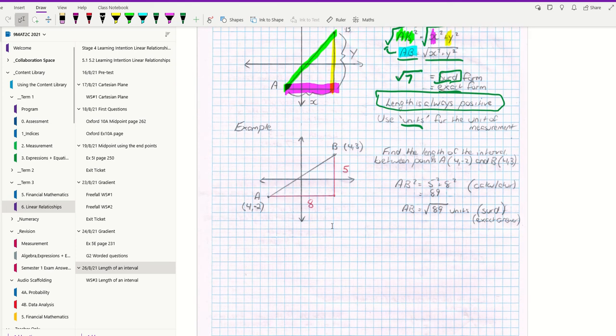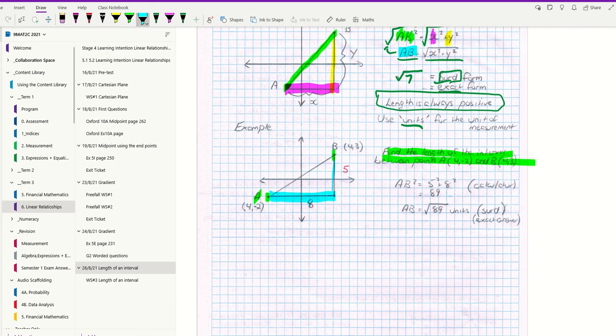All right, now quickly having a look, I just did one more example of this. And this might be what the question might ask us. It might ask us to find the length of the interval between points A (4, -2) and B (4, 3). We might have to plot them. So I've plotted A and I've plotted B. I've drawn my triangle underneath. And then I've measured or calculated the length. So I've just counted them.